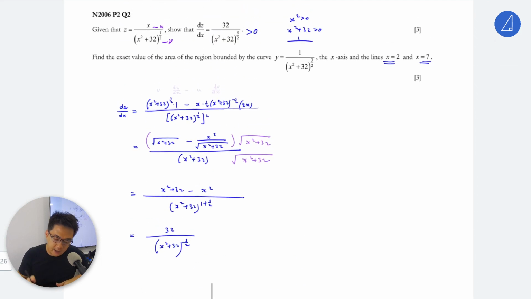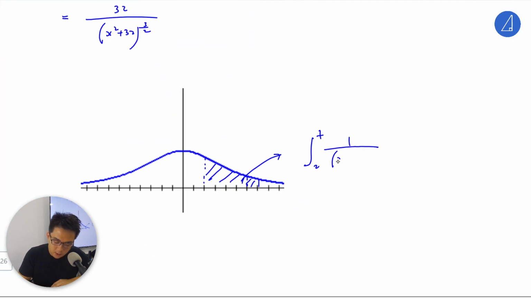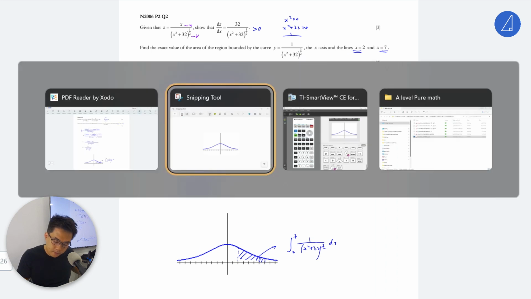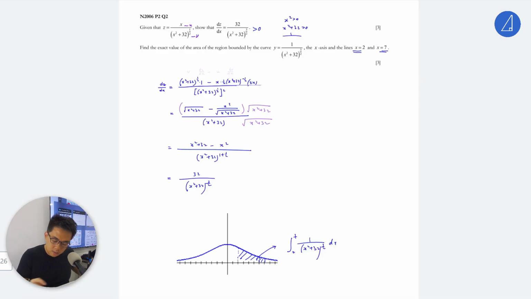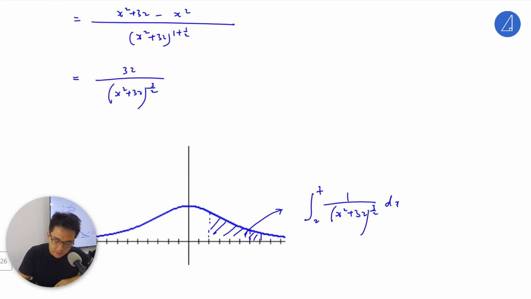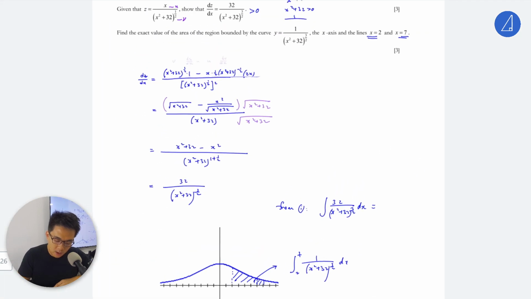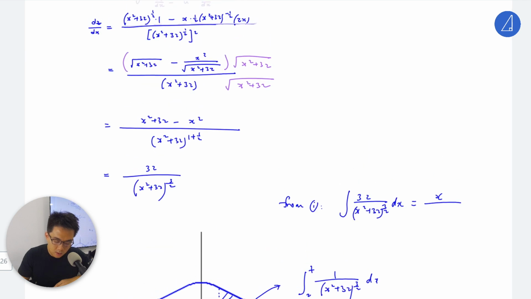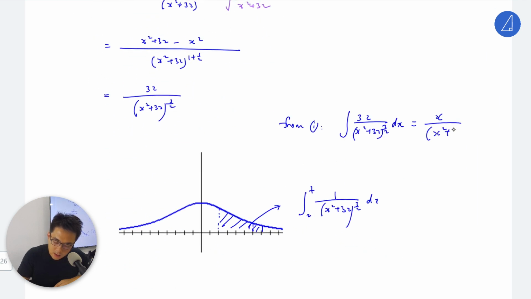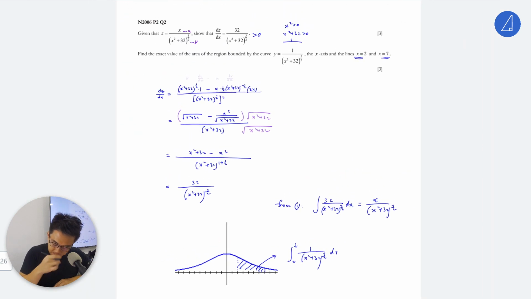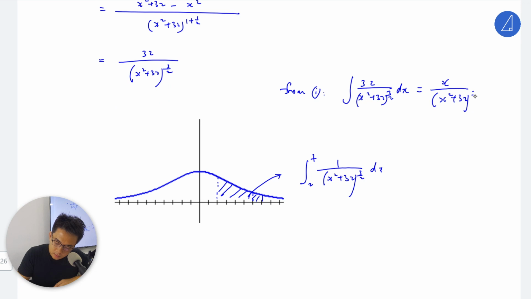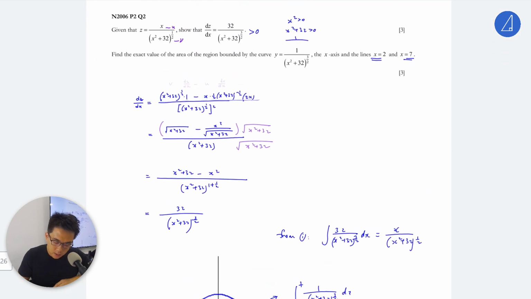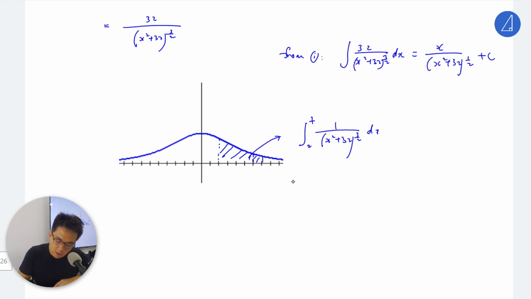Okay, so this case here, you get 1 over 32 plus 32 over 2 dx. Okay. There you go. So what you want is from the first part, you know that integration of 32 over x squared plus 32 over 3 over 2 dx is equals to x over, okay, or half. So if you want 1, then it'll be 1 over 32.